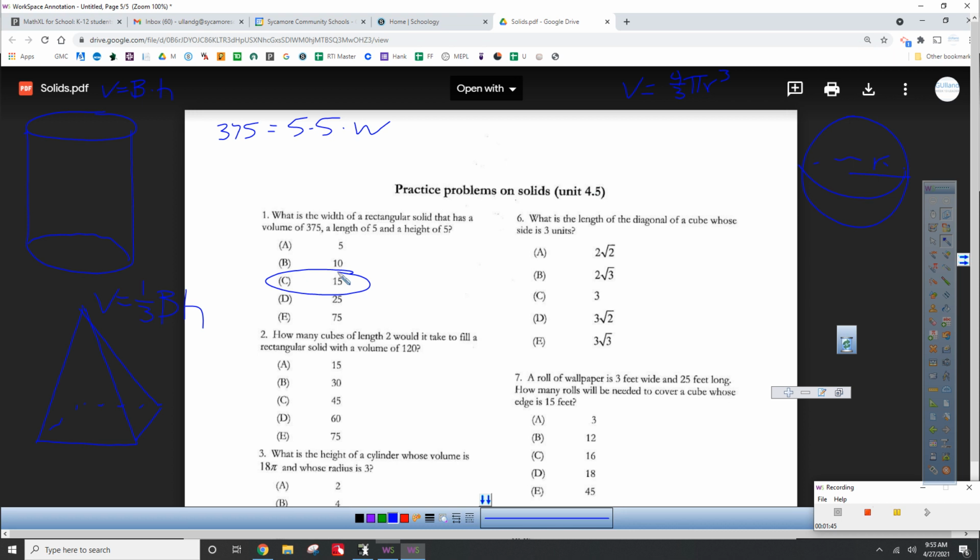Okay? How many cubes of length 2 would it take to fill a rectangular solid with a volume of 120? Well, what's the volume of a cube whose length is 2? Well, it's area of the base, which is 4, times the height, which is 2. So that's 8. Okay, so each cube of unit 2 has a volume of 8 cubic units. So then you do 120 divided by 8, and that gives you, what, 15 again. I smell a theme.